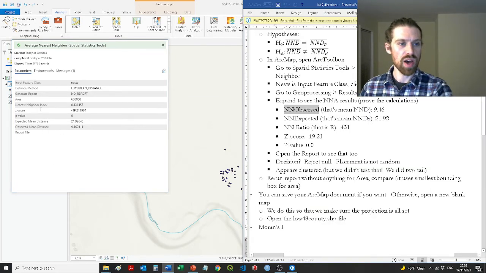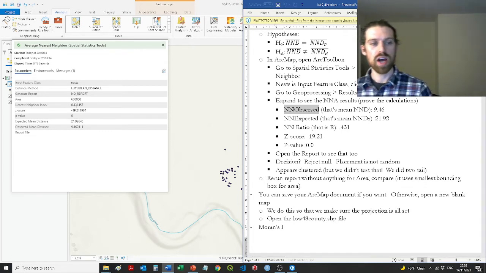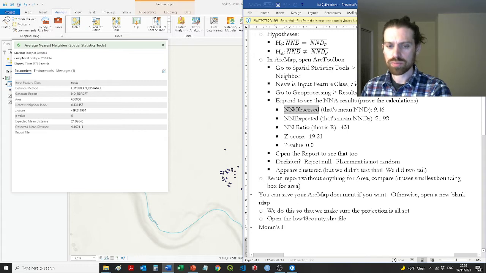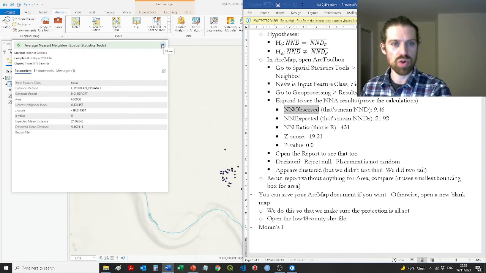Okay, so that nearest neighbor index that we got before was 0.43, so that's the ratio. So this is basically saying that they're quite clustered, and they are significantly clustered as well. So that's basically how you run this average nearest neighbor test. Okay, so that's the first test. You'll be glad to know that we're only going to go on to one more example now, so it's fairly short, this practical session today.